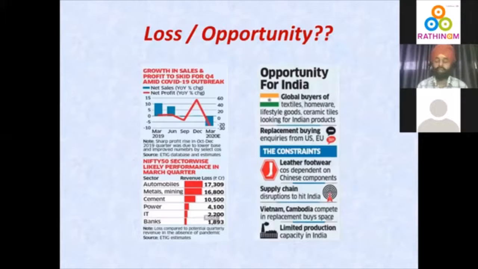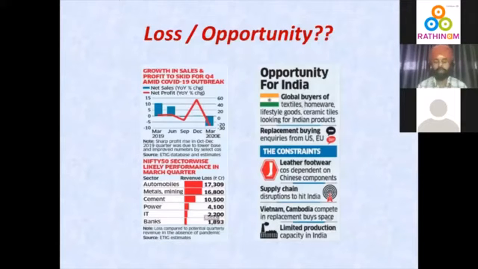The manufacturing will also look at alternate supplies from Malaysia, from Thailand, from Vietnam, where all these can be alternatively sourced. So there are going to be definitely constraints of supply chain, which is going to have disruption. As we can see, Vietnam and Cambodia will replace China in quite a few items.